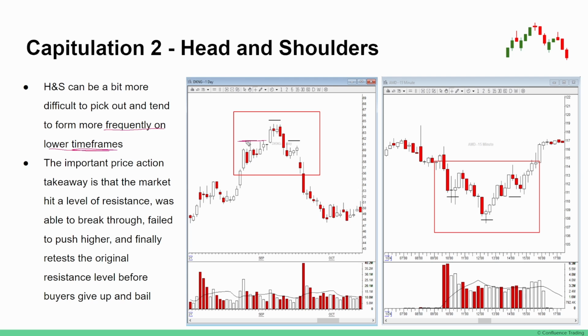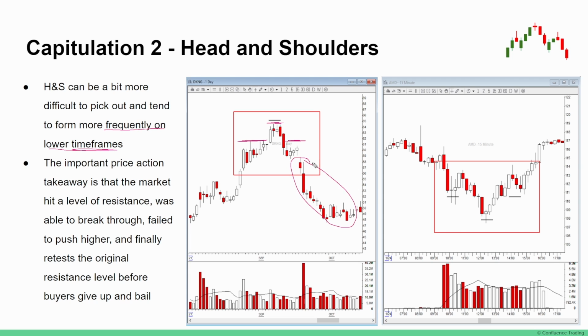of resistance. So you can see that here on DKNG. It has then broken through that resistance, tested a new level, and failed. Once failing past the original point of resistance, you get a weak touch to the second test of this first shoulder, and then the failure after that will tend to be fairly dramatic.